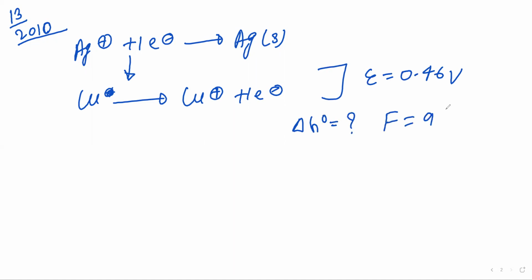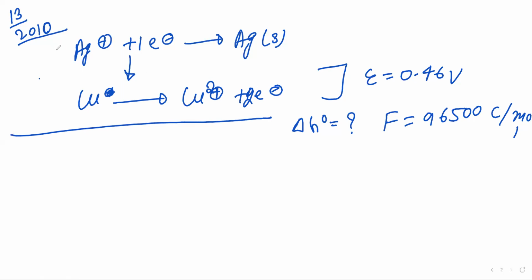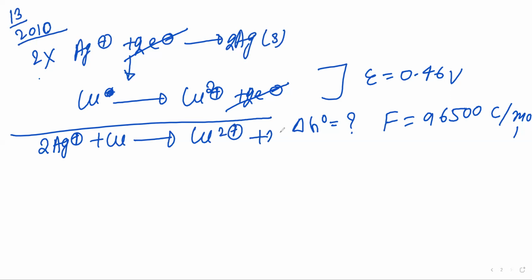F value we know, that is 96,500 coulomb per mole. So see how to calculate. For copper, the loss is 2 electrons. For solving, multiply the first equation by 2 to cancel the 2 electrons. So it will become 2Ag+ plus Cu produce Cu2+ plus 2Ag. This is the net cell potential.